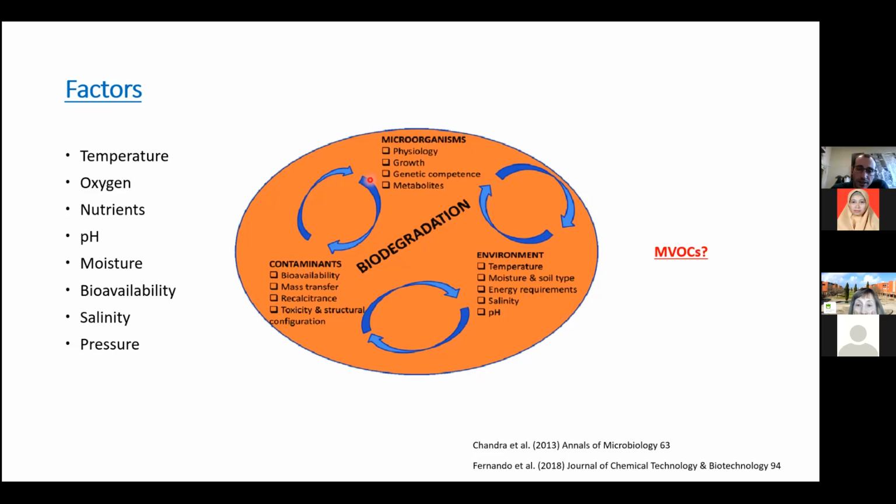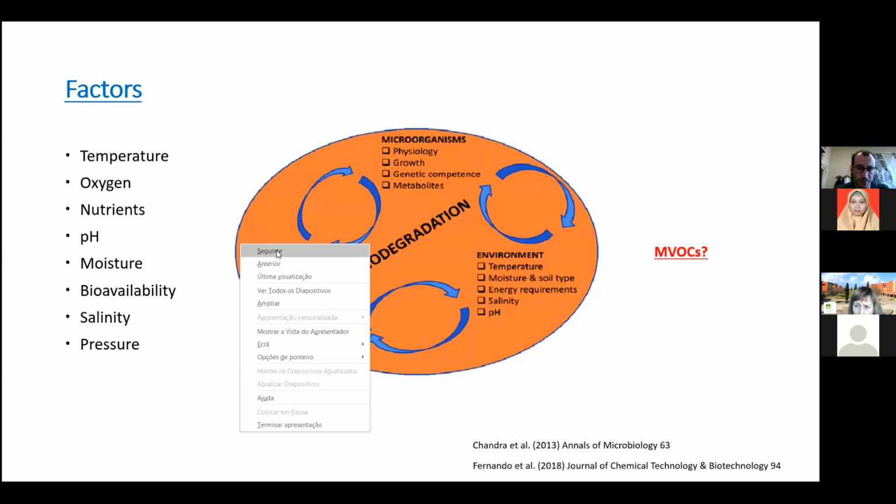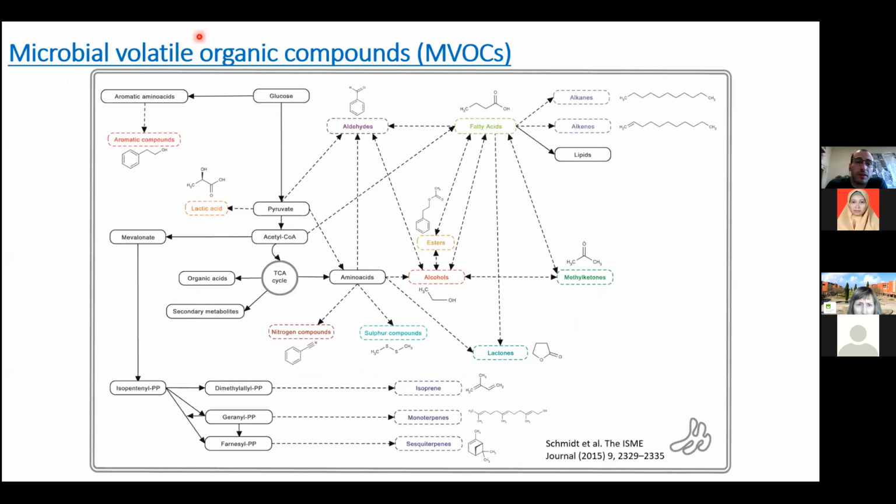I think this schematic illustrates it very well, but there is a key thing missing in bioremediation nowadays, and that is the role of volatile organic compounds produced by microorganisms, so microbial volatile organic compounds, not from the perspective of contaminants, but as molecules that can aid us in this process. So what are microbial volatile organic compounds?